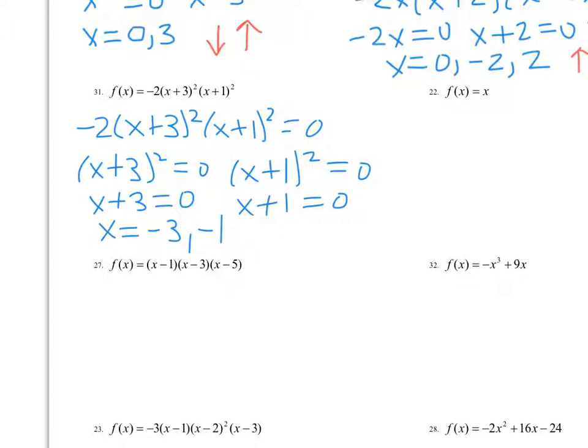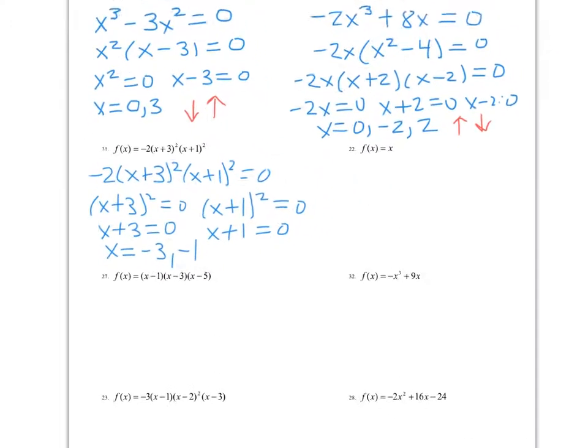Okay, it's not as straightforward to determine what the end behavior is here. Now we are able to do that. I'm going to kind of skip over that for now. We'll cover that in later sections. But we get two x-intercepts, negative 3 and negative 1.